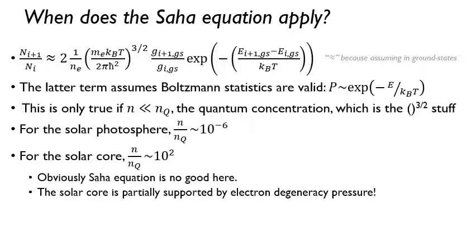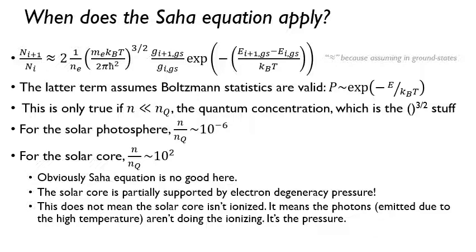Another conclusion here is that the solar core must be partially supported by electron degeneracy pressure. Because the density is much greater than the quantum concentration, we're in a degenerate environment, and so there's going to be a contribution to the core pressure from electron degeneracy, which is kind of neat. I mean, probably up to now, if you've thought about electron degeneracy at all, you've probably thought about it in terms of white dwarf stars, for instance, and actually it even applies to just our regular old sun, which is kind of cool.